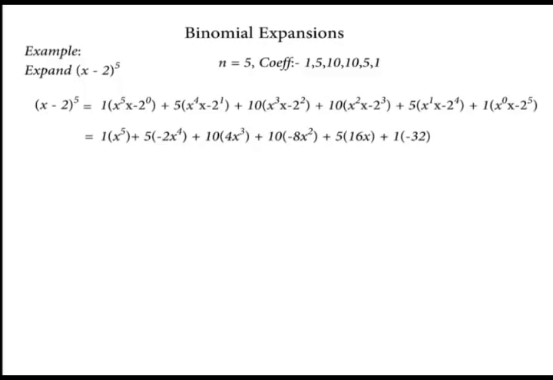If we simplify that, we shall have x^5 - 10x^4 + 40x^3 - 80x^2 + 80x - 32. And that is the expansion for (x - 2)^5.